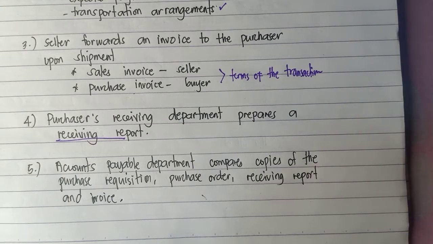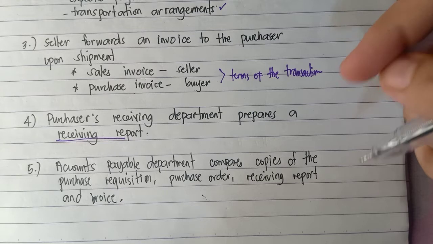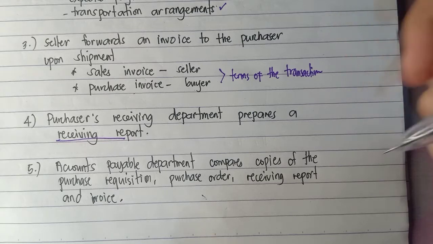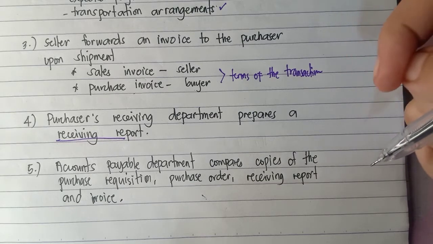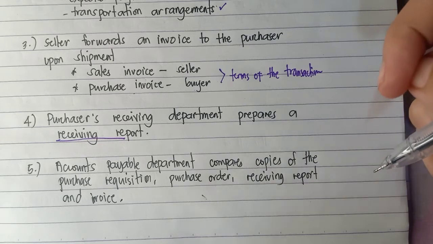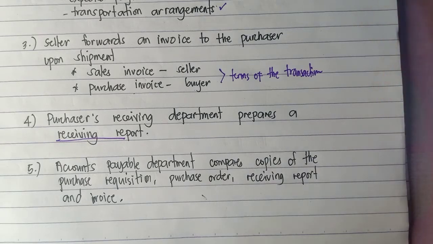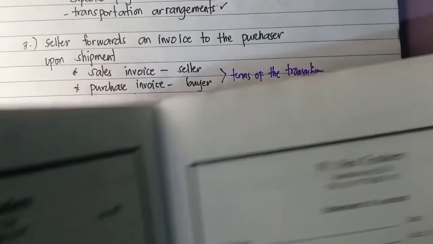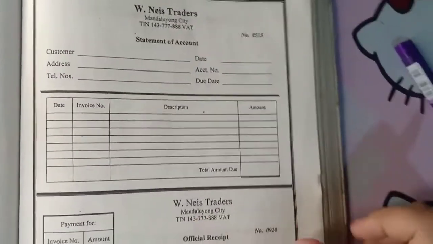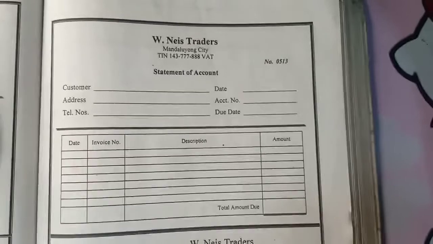So with all of the above forms, when the goods are received or when title has passed, the entity should record purchases and a liability or a cash disbursement. So aside from that, diba, we already talked about the source documents. So we have here an example of the statement of account.